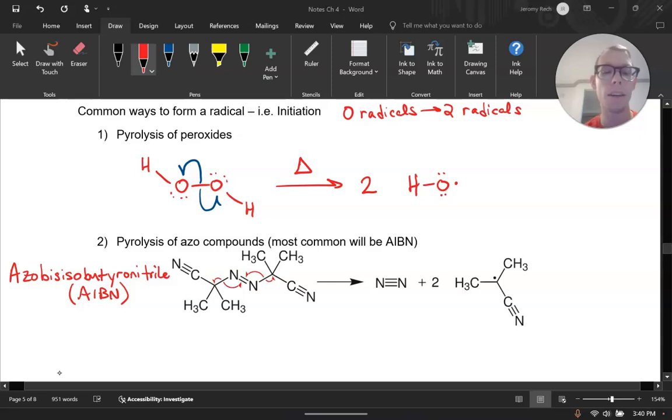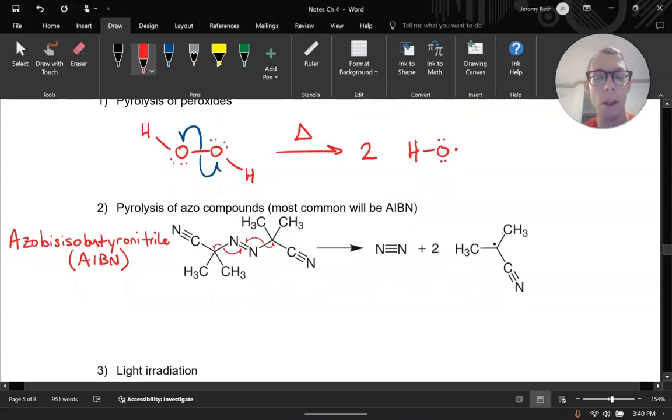Our second type of initiation process is using an azo compound. One of the most common is AIBN, which we have shown here. I have the full name over on the side: azo bis iso butyl nitrile. AIBN and a lot of the other azo compounds are really good at generating radicals that are super stable.